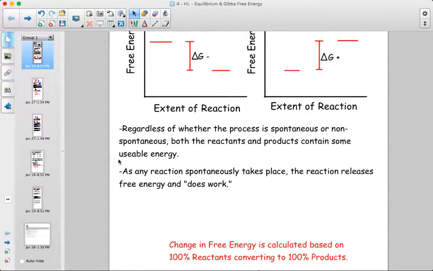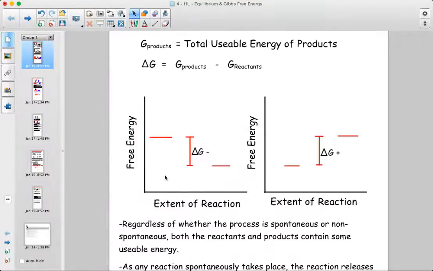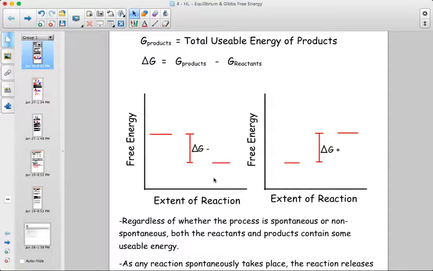Regardless of whether or not the process is spontaneous, both reactants and products contain some usable energy. Even though in this first reaction, which is spontaneous, the products contain less usable energy than the reactants, which is why the change is negative and there's a release of energy to the surroundings, it's not that the products contain nothing. They still contain some usable energy. It just happens to be less than the reactants. And the same thing here: the reactants in a non-spontaneous process still contain some usable energy. It just happens to be less than the products.